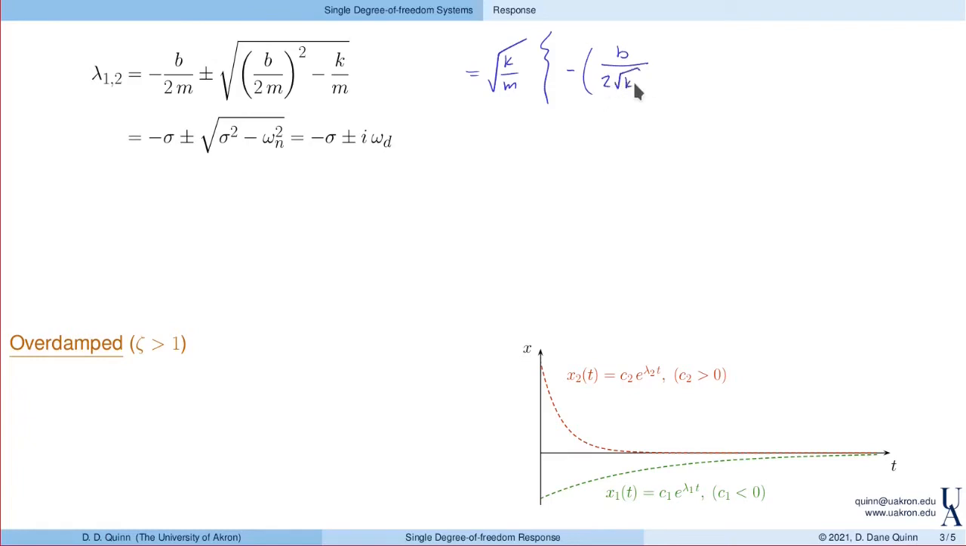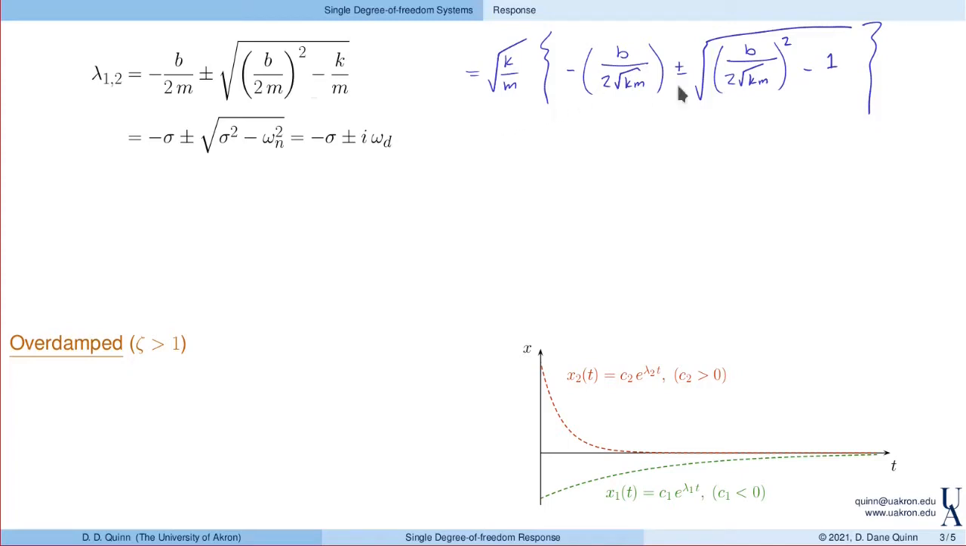So that reduces to b over 2 square root of km, and then plus or minus the square root. Now, a little bit of algebra. You can pause this, but again, you'll find that this quantity now appears again inside the square root. And because we factored out square root of k over m from the entire thing, this piece just reduces to 1.